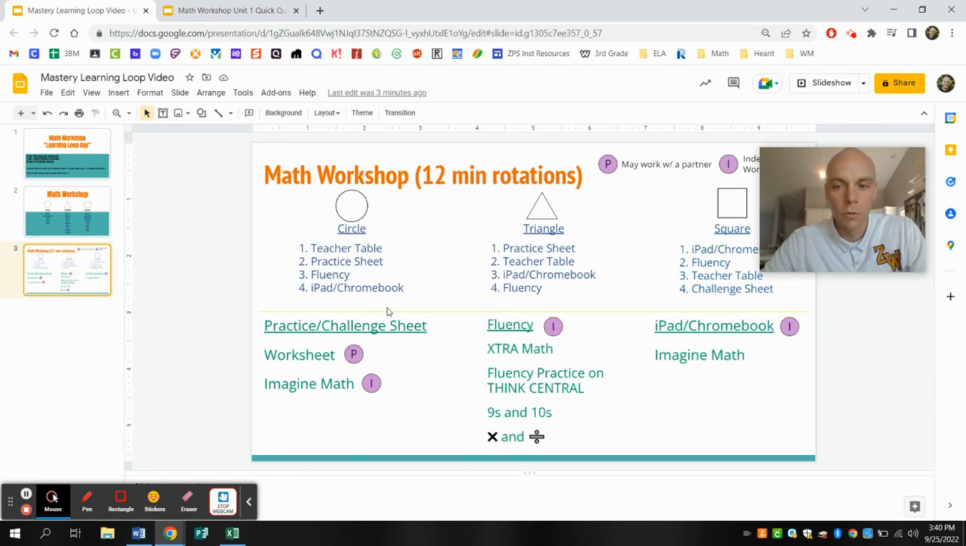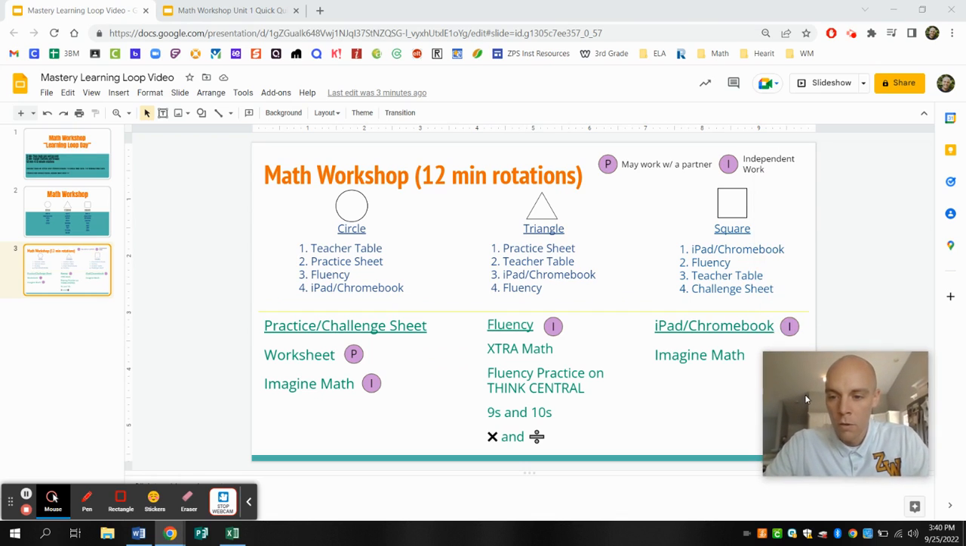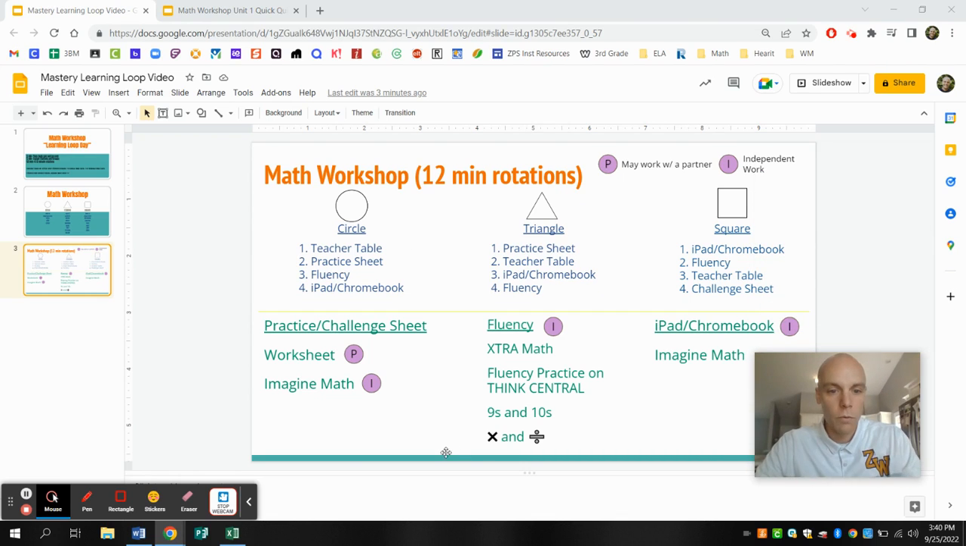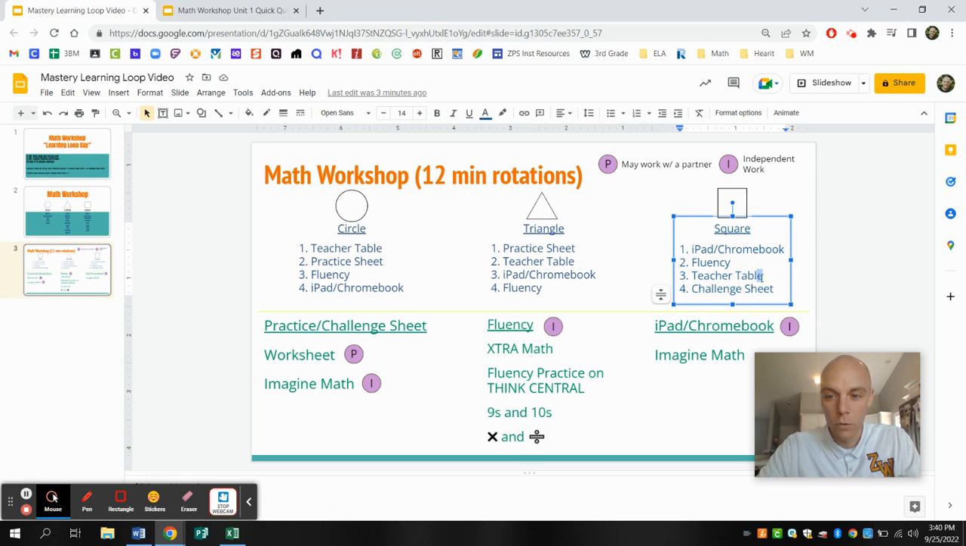So how you would do it with 3 groups and 4 different rotations: there's a teacher table, so that circle group might even be with me for the first 2, depending on the needs of those students. And I might sometimes not even meet with the triangle group or the square group. I definitely wouldn't work with the square group for very long, or just make sure that they are doing a good job of using that square card, that Math Activity Center card. Just checking in with them there.